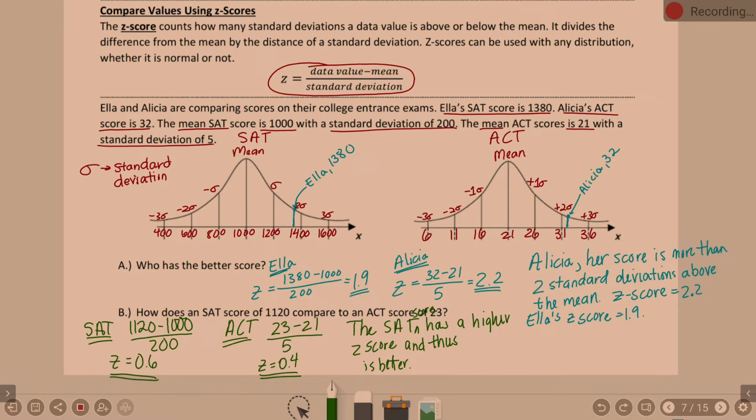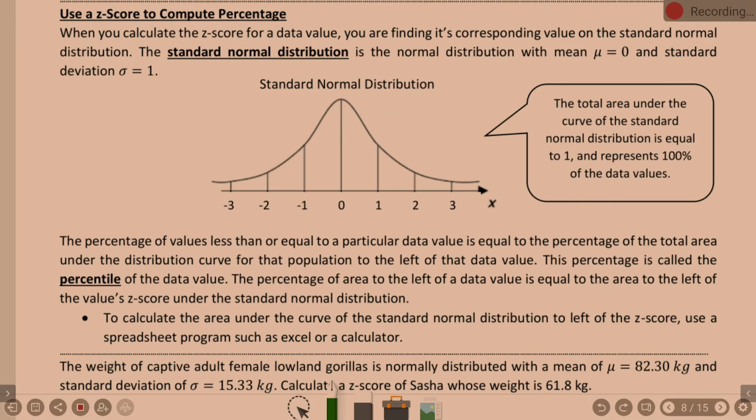As we go into the back page, we start talking about using a z-score to compute percentage. When we talk about standard deviations, that gives us some information, but we also want to be able to convert that to percentages, which is what we're going to do here. We have what we need here? I think we do. And this goes along with what we were just doing.